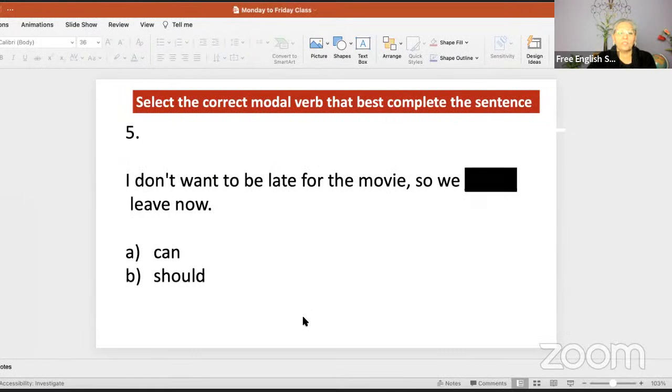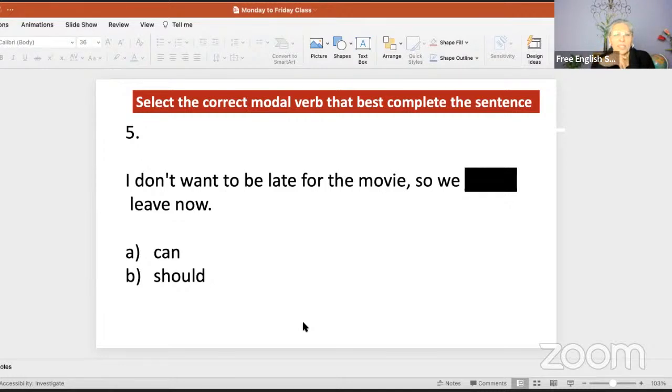I don't want to be late for the movie, so we blank leave now. I don't want to be late for the movie because, especially me too, it's kind of like my case. When I go to the movie, I always like to be there before the movie starts, so I don't want to miss the beginning, right? Now in these days, we hardly go to watch movies in theaters, but back then, right? Okay, many years ago.